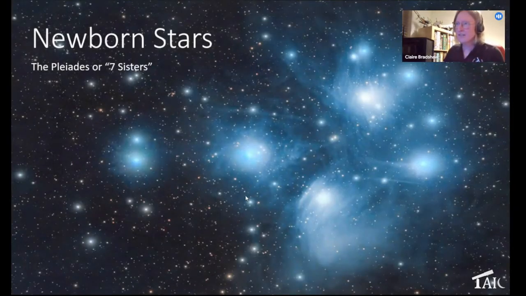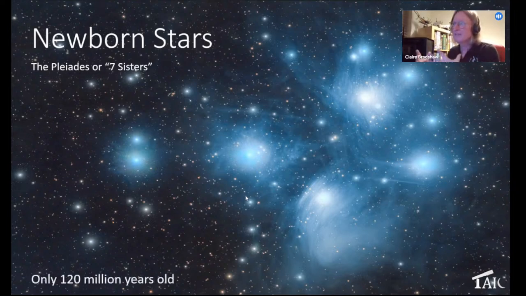Newborn stars, and as I said, looking at before was glowing emission nebula. These are reflection nebula, where the stars are not powerful enough to cause the hydrogen to emit at the red end of the wavelength. So they reflect the starlight coming from these very new baby stars that are only 120 million years old. So that puts them even younger than the dinosaurs, which is fantastic.